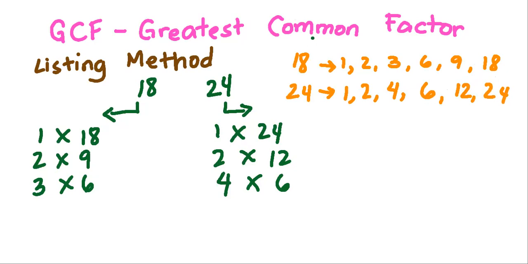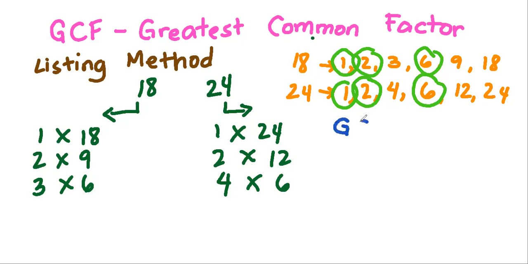Now let us encircle those common factors. So we have 1, they are the same, 2, and then 6. Now, which one is the greatest factor? Of course, it's 6. So we will get 6 as the greatest common factor. So our GCF now is 6. The GCF of 18 and 24 is 6. So that is the listing method.